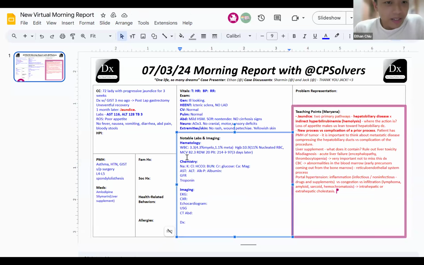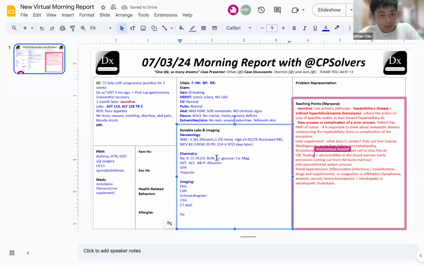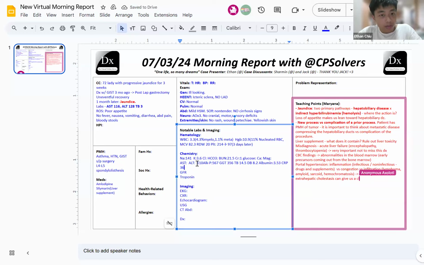All right. So BUN was 21.5, creatinine was 1, sodium was 141, potassium was 3.6, AST was 133, ALT was 110, alkaline phosphatase was 567, GGT was 356, total bilirubin was 14.5, direct bilirubin was 8.2, albumin level was 3.53, and CRP was 36. And alpha fetoprotein was 2.7, and HBs antigen was negative. Anti-HBC IgM was negative as well. Anti-HCV was negative. Anti-HAV IgM was negative. CMV IgM was negative. EBV IgM was negative.